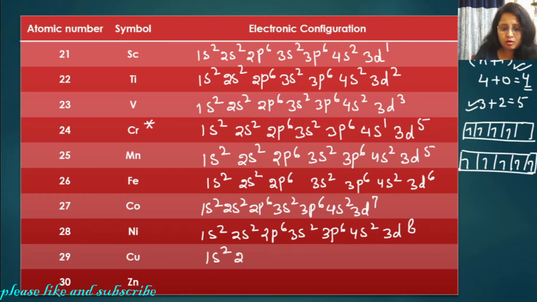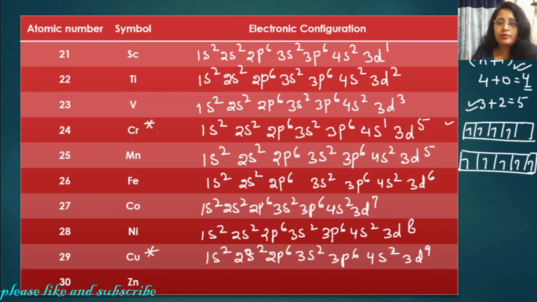This is copper: 1s2, 2s2, 2p6, 3s2, 3p6, 4s2 and 3d9. See, again there is an exception over here. I will put it like this. Same condition as we have in the case of chromium. Here 3d is having 9 electrons, so it is showing some different behavior in experiments.